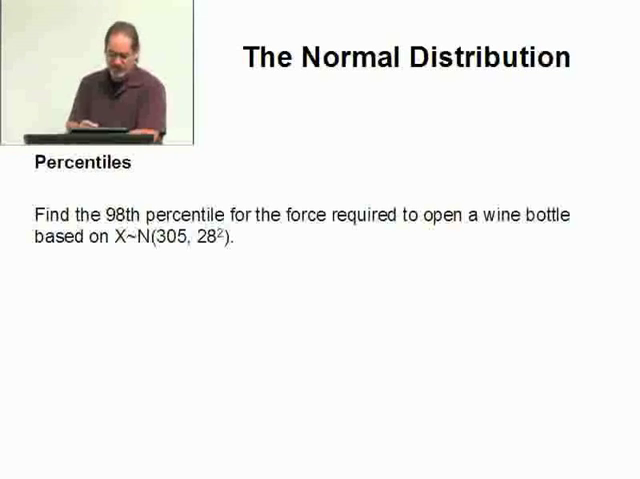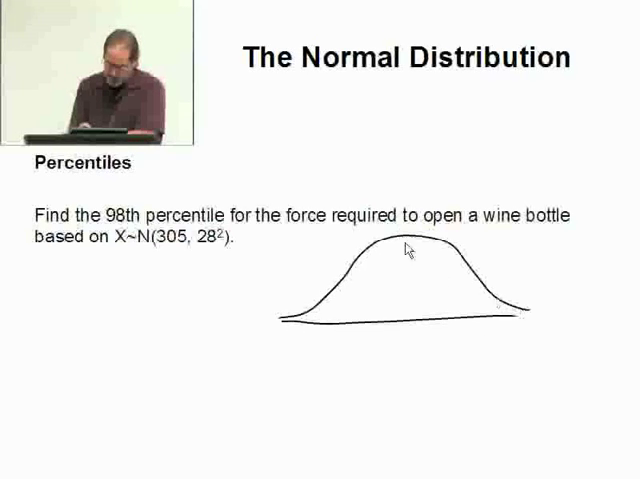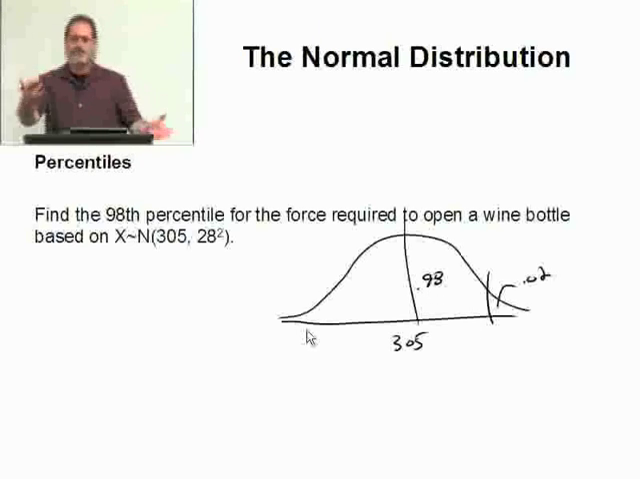Now, I want to think about this for a second. I want to start drawing a picture. If I want the 98th percentile, the mean's 305. Someplace up here, I'm going to have 0.02 to the right and 0.98 to the left. That's what it means to have the 98th percentile.